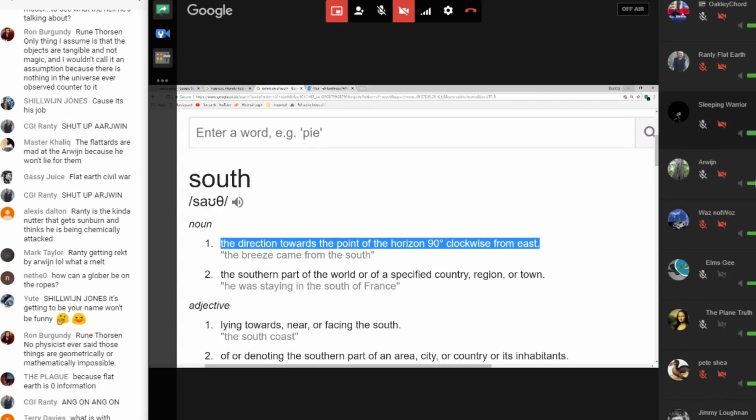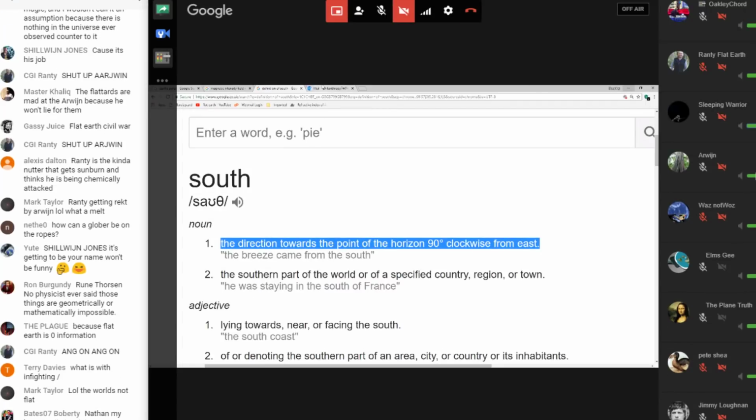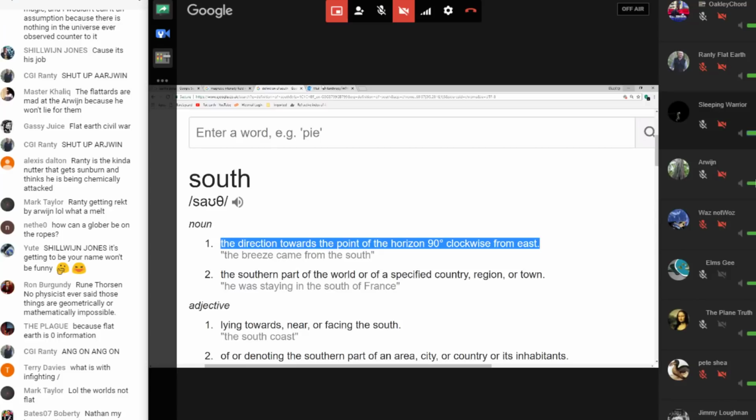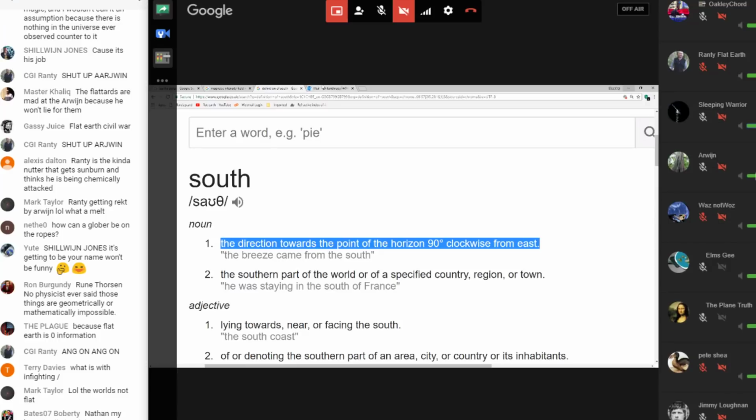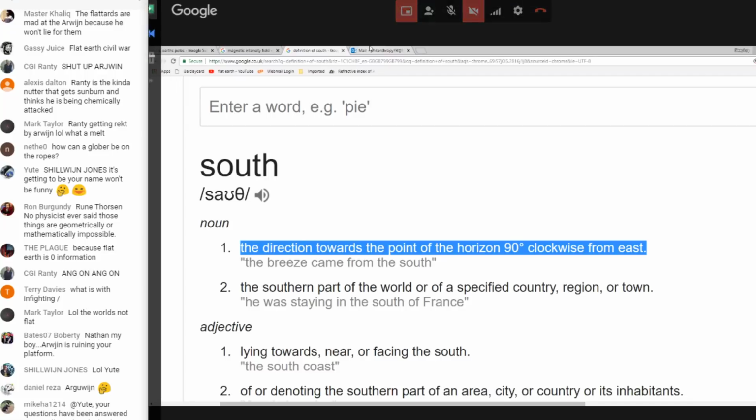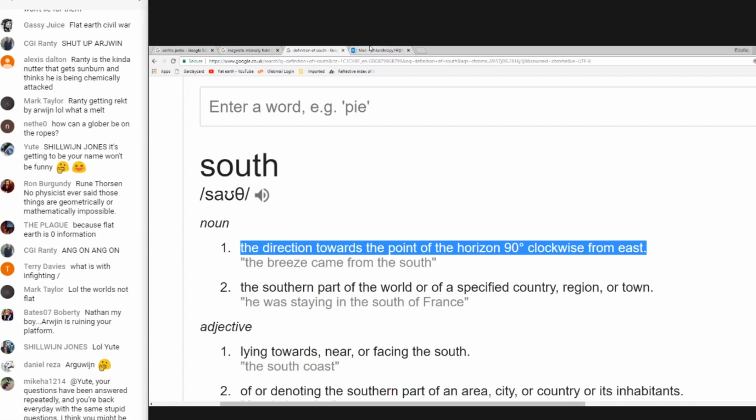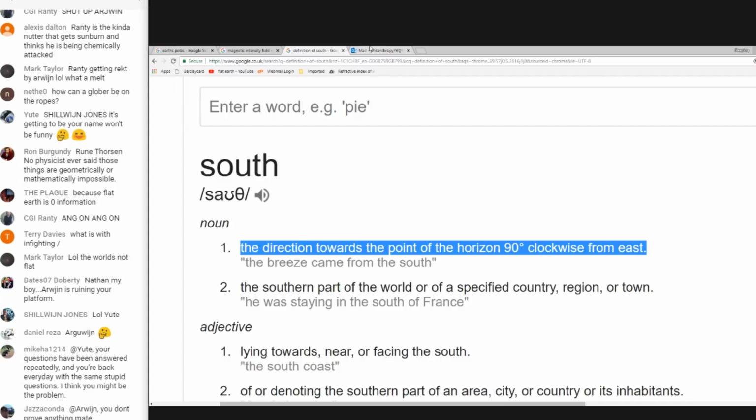Direction towards, from the east. It's not a concept; it's defined. All right. I guess that could work. Now you have to define East, right?